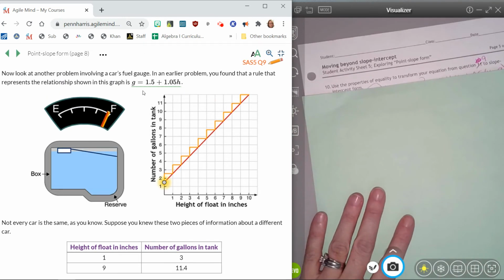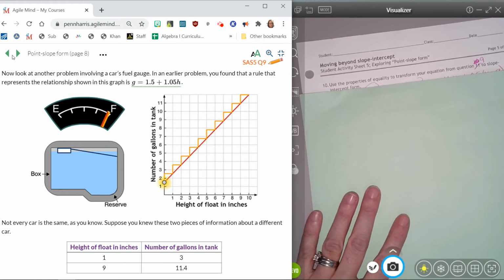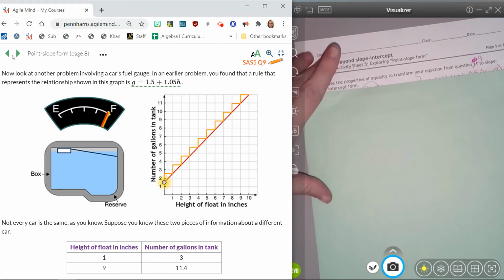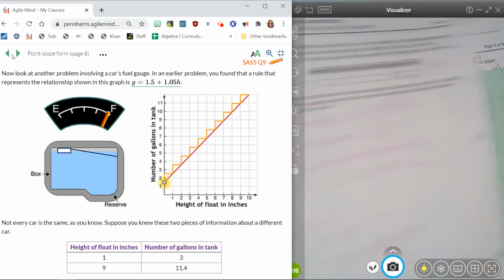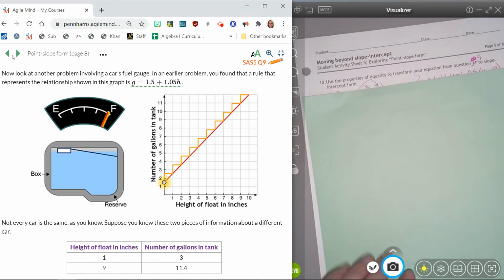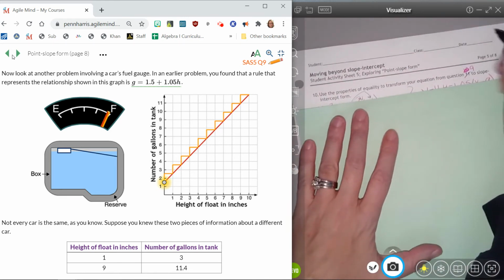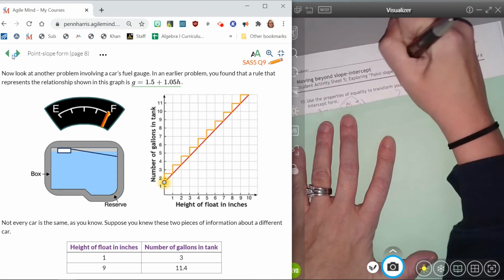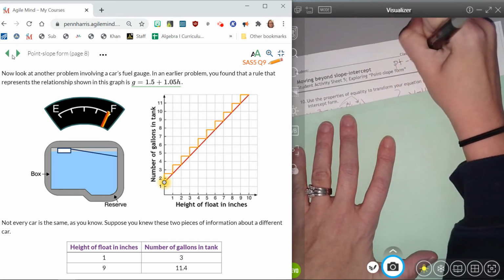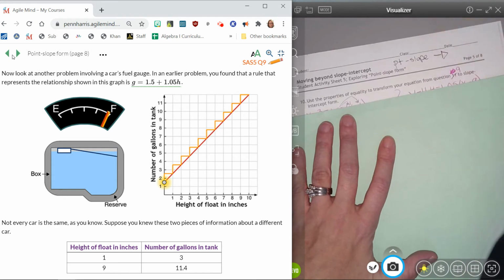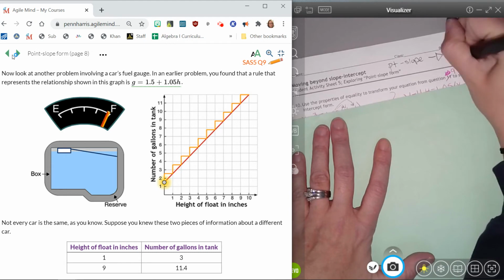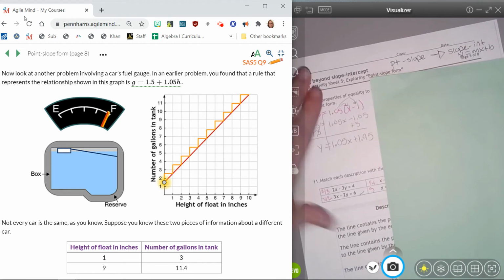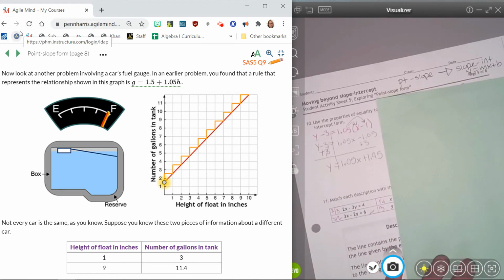Okay, so now what they want us to do, they want us to use our equality properties to transform the equations that we just made right here to put them into slope-intercept form. So again, guys, what we're doing is going from point-slope, solving for y, and putting it into slope-intercept form, which, as a reminder, is y equals mx plus b. Let me talk you through what I did over here, and then we'll do it together on the next one.